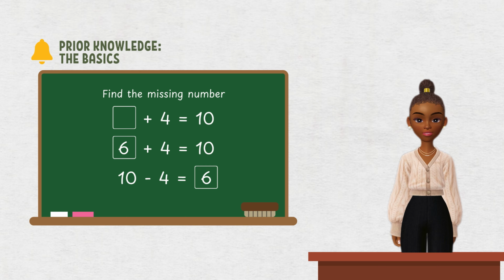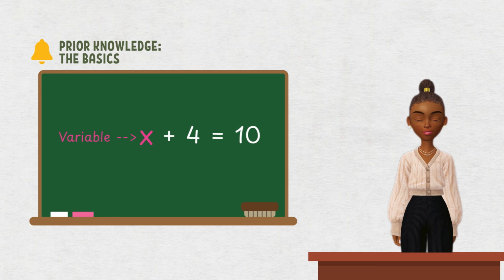That blank was doing the same job as a variable does now. The only difference is that instead of a box or a blank, we're now using letters called variables. And just like in elementary school, you had to use the inverse operations. That means the opposite operations.